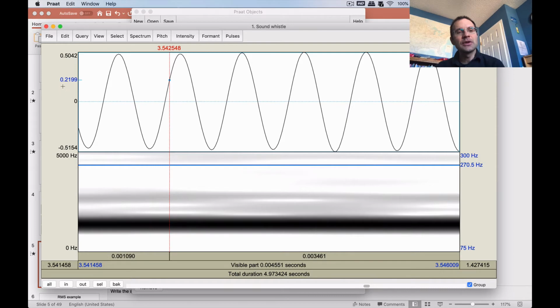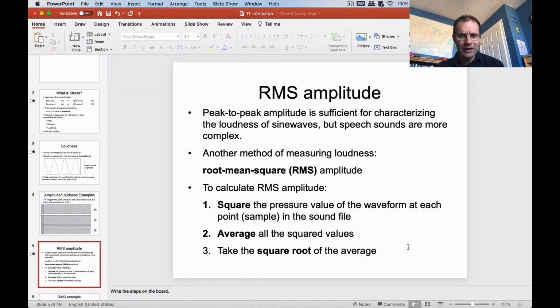I'm just taking each one of these amplitude values as I move on down the line, and I'm squaring each of those values, right? So at the start, it's like 0.05, and you just multiply that by itself to get whatever the value of that is, like 0.0025. So square that pressure value of the waveform at each point in the sound file.